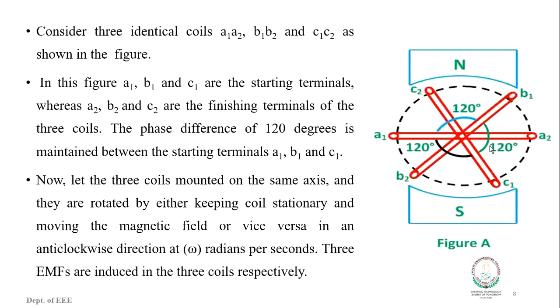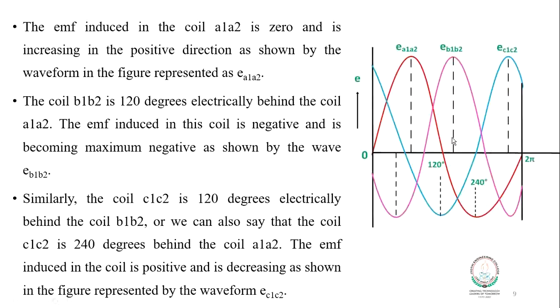The EMF induced in the coil A1, A2, first it will be 0, then it goes on increasing and becomes maximum and then decreases. So this red indicates the voltage induced in coil A. It will be a sine wave.